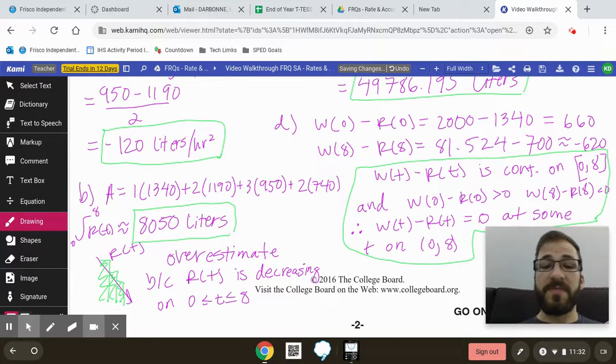Overestimate. Sometimes I'm crazy. Ignore what I said earlier. It's an overestimate because R of t is decreasing, as you can clearly see that the rectangles are up above the curve.